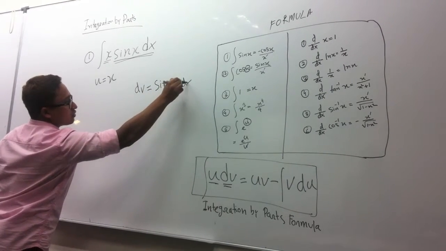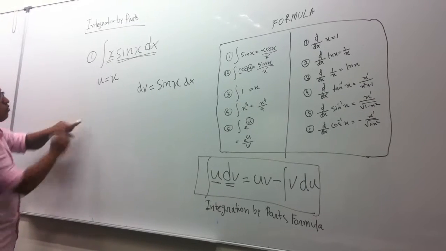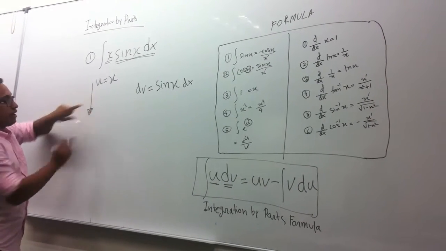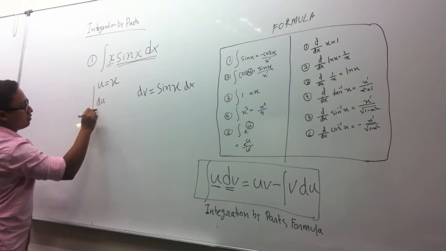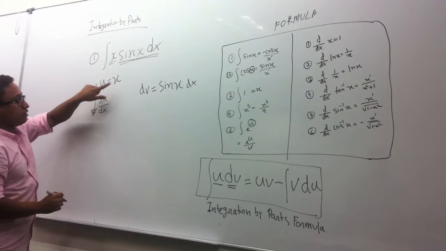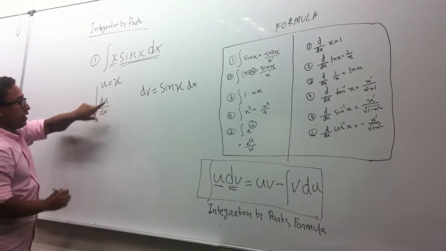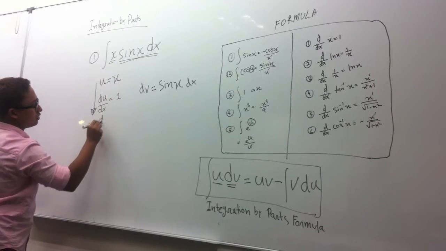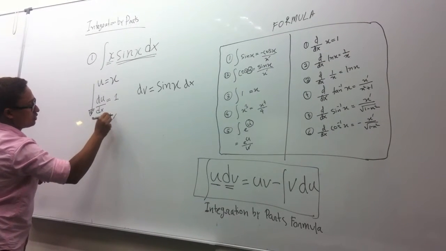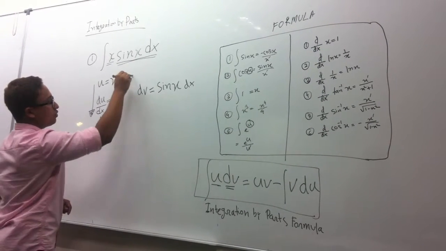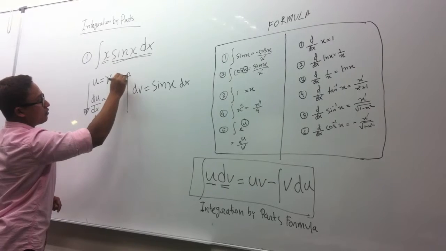sin x dx. So this will go down because we have to find du/dx. Why do we write dx? Because we are going to differentiate with respect to x. So du/dx of x is 1, which gives du equal to dx, and dv is our sin x dx. So we are going to go up.